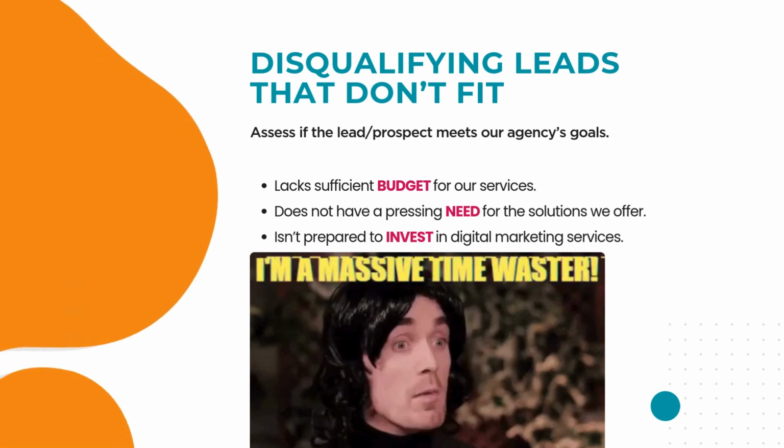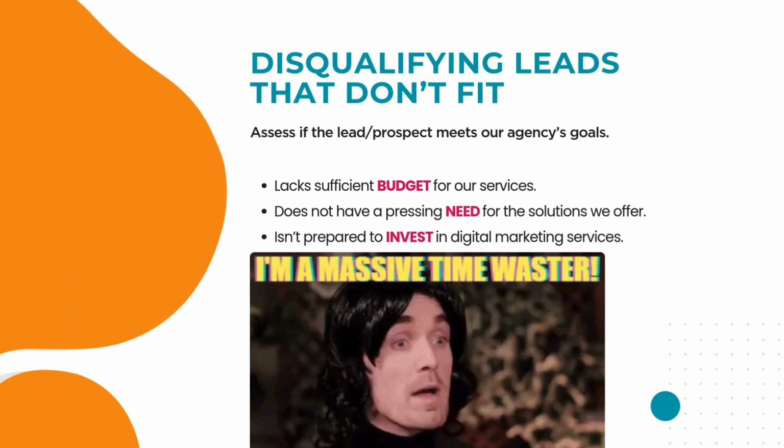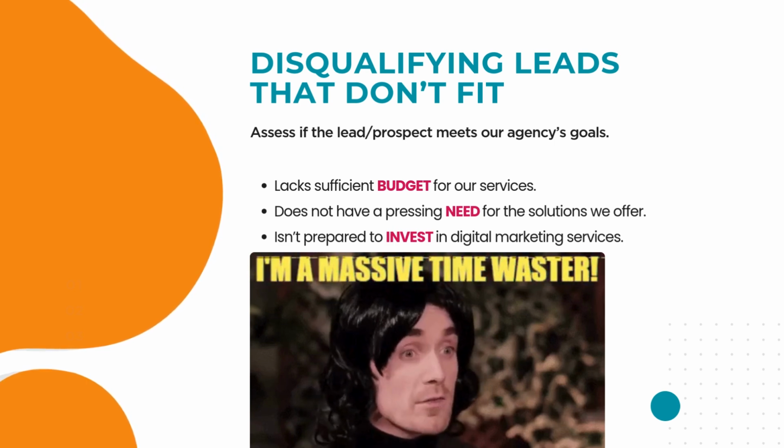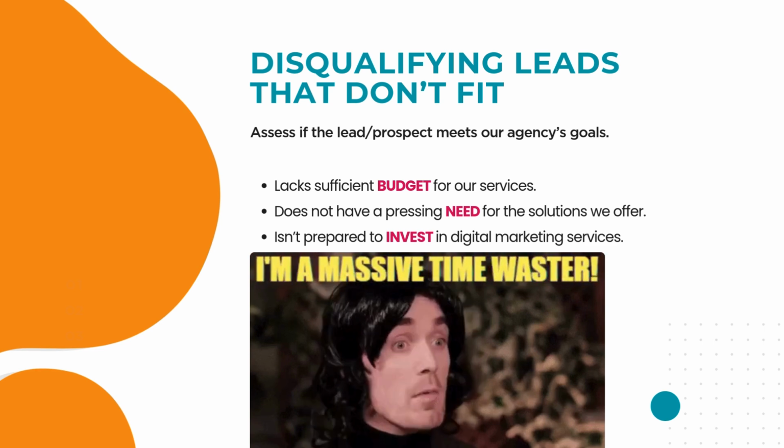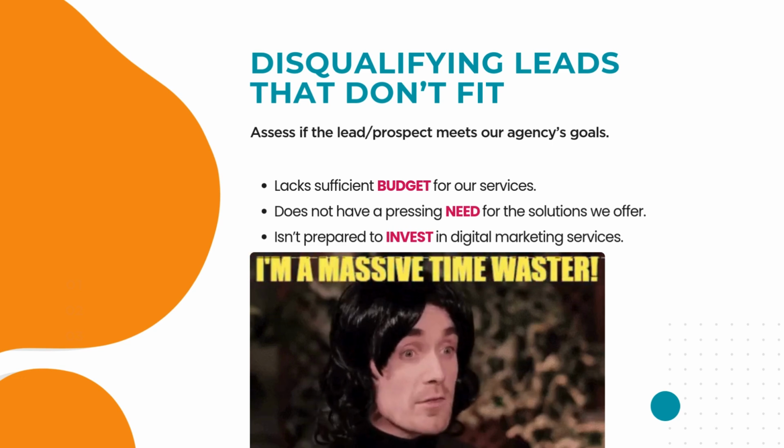Disqualifying leads that don't fit. Assess if the lead or prospect meets our agency's goals. Do they have a budget for our services? Can they afford it? Do they have a pressing need for the solutions we offer? That's not like a lifeline to save a business. It's not dealing with suspended GMB profiles.